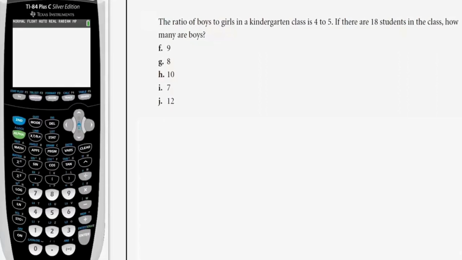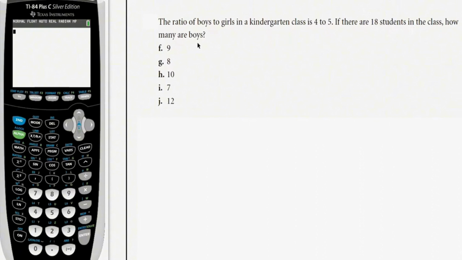In this video, we're going to learn how to solve this ACT math question easily and fast using the TI-84 Plus calculator. Alright, so the question says the ratio of boys to girls in a kindergarten class is 4 to 5. If there are 18 students in the class, how many are boys? Now guys, this question is straightforward. You don't need to store any value on the calculator and you don't need to use the calculator to do it. So firstly, you need to add 4 and 5 to get the sum of the ratios, which will give us 9.